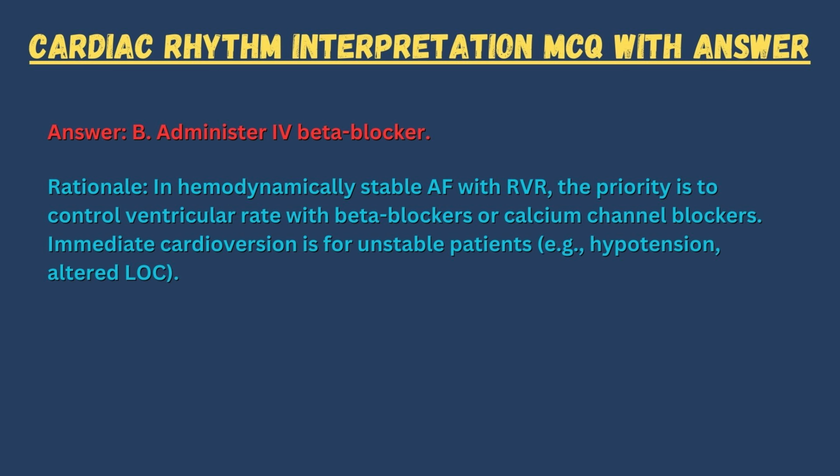Answer. B. Administer IV beta blocker. Rationale: in hemodynamically stable AF with RVR, the priority is to control ventricular rate with beta blockers or calcium channel blockers. Immediate cardioversion is for unstable patients, e.g., hypotension, altered LOC.